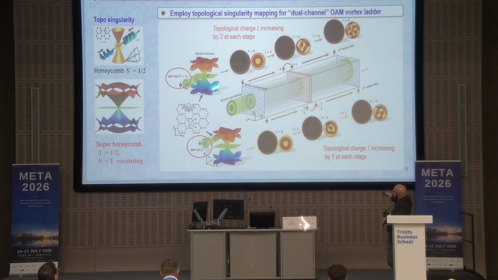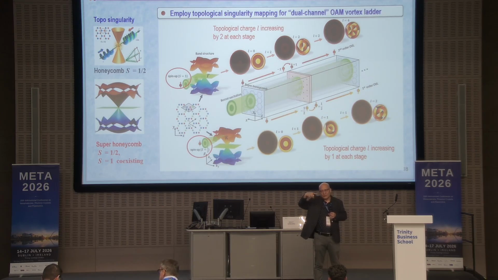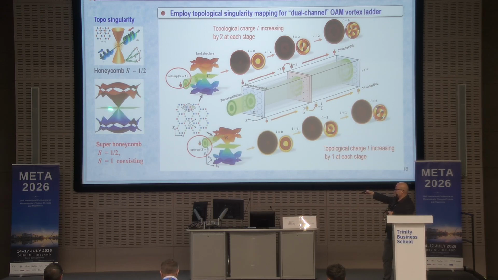This structure here gives you an idea. If you have the same structure, you can excite something like a Gaussian beam without angular momentum. But depending on where you excite, you can create an increase of topological charge. Increase step by step by one, say from 1, 2, 3, or you can increase by steps of 2 charge, like here is 1, here is 2, right? The reason behind this is very simple because you have a pseudo spin half and pseudo spin 1 here. So it depends on where you excite it, then the charge conversion is different. So we call this dual channel angular momentum vortex ladder.